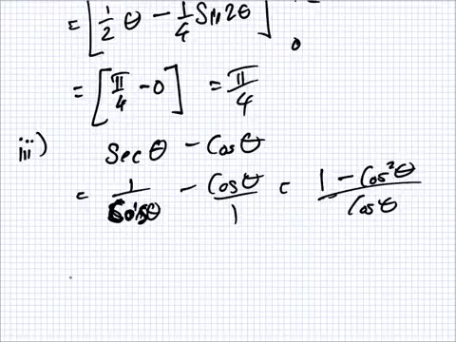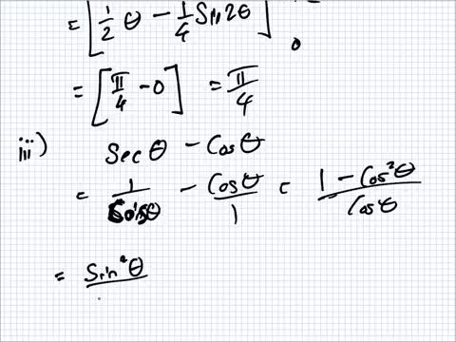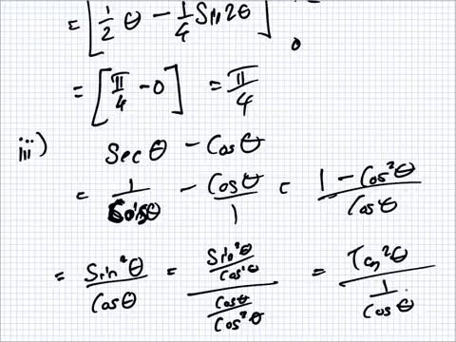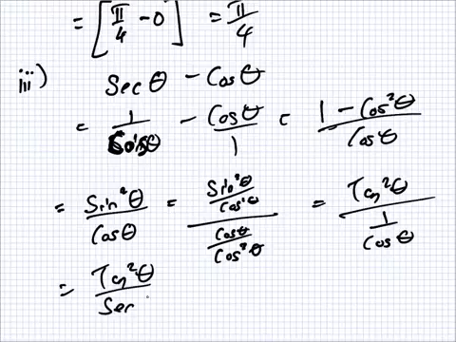I'll divide everything by something. 1 minus cos squared theta is sine squared theta. And then I need a tan on the top, so I'll divide the top by cos squared, and I'll divide the bottom by cos squared. So on the top I'll get tan squared theta, and on the bottom I'll get 1 over cos theta. 1 over cos theta is sec theta, so tan squared theta over sec theta.